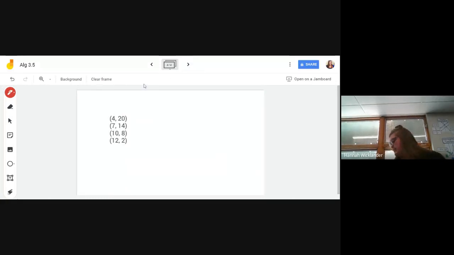Okay. Next, how to find slope given a table of values or ordered pairs. So this is when we're going to use our equation. So I have change in y over change in x, or y2 minus y1 all over x2 minus x1. So I can pick any of these values to subtract. It helps if they're the ones next to each other. But I could pick these two. I could pick these two.